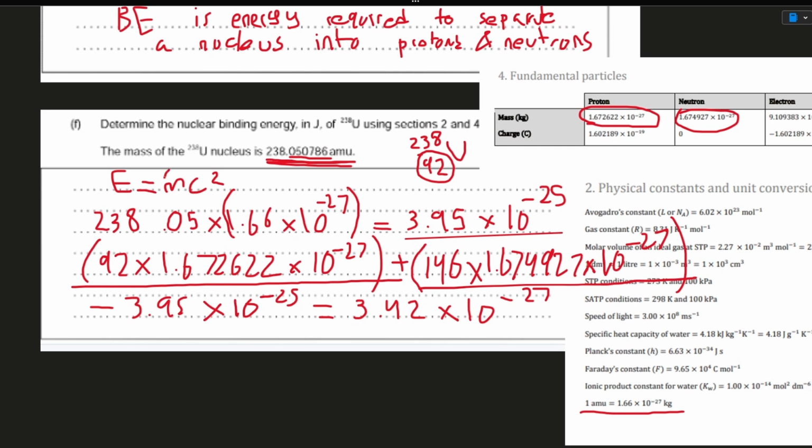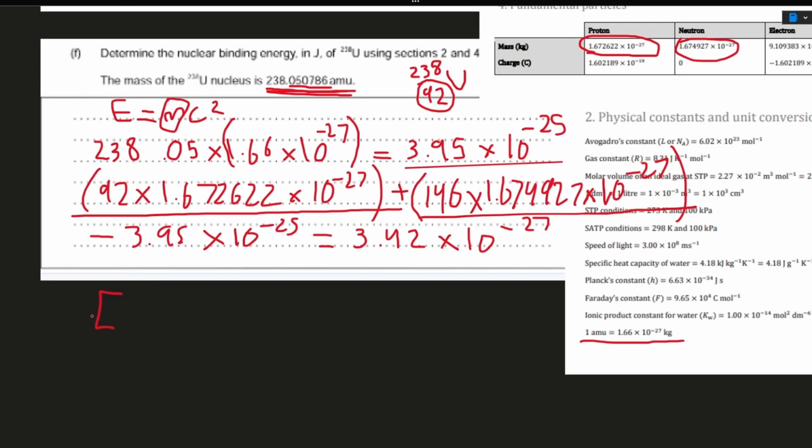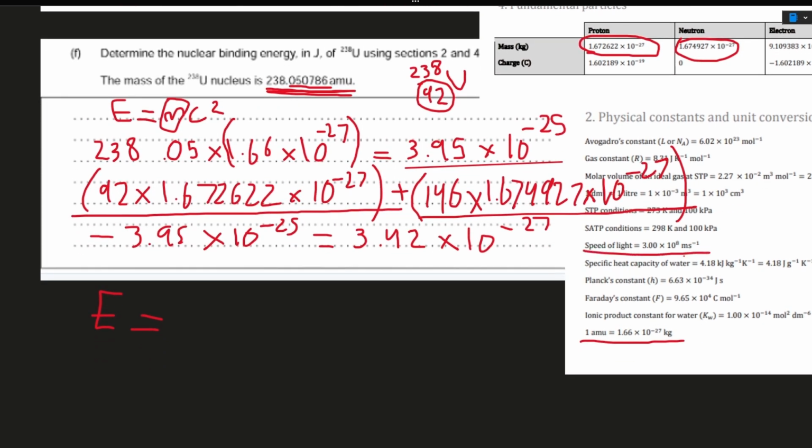And now that we found m, all we need to find is c, which we basically know what c is. It's 3 times 10 to the power of 11 using section, right here, it says it right here. 3 times 10 to the power of 8. Sorry for my mistake there. And we just multiply them together.